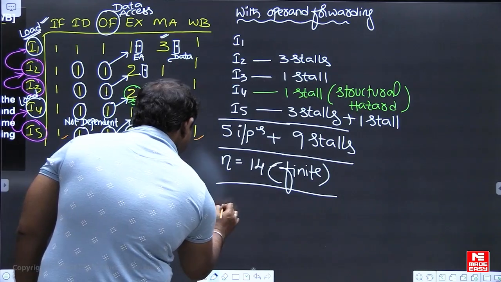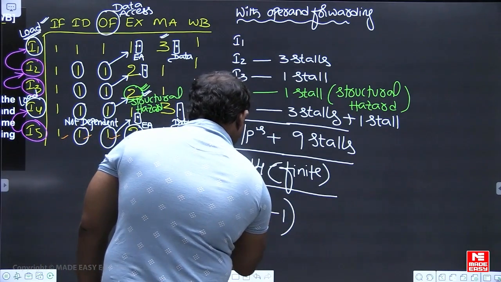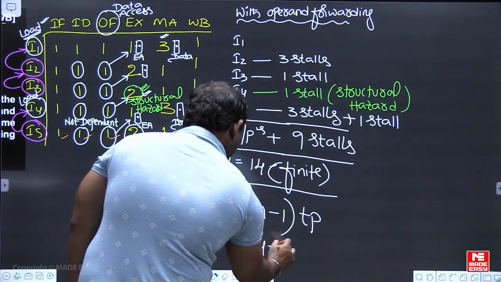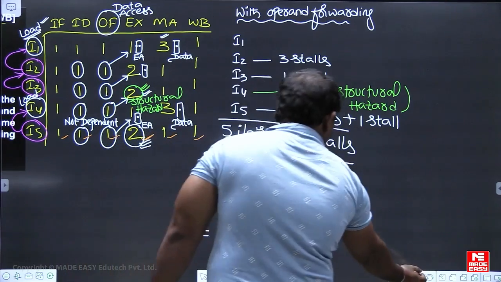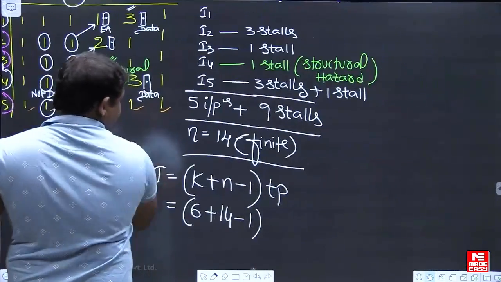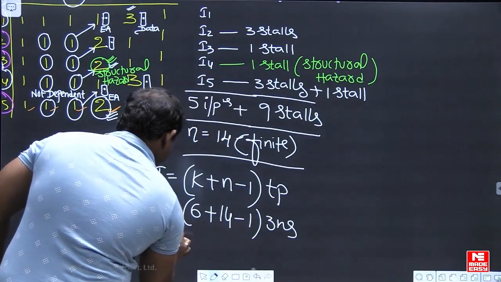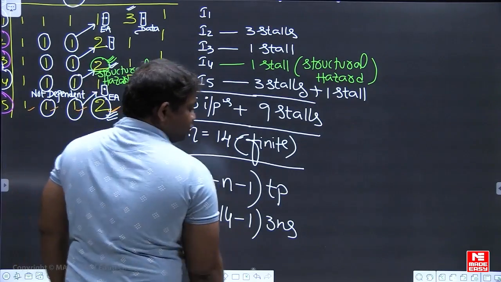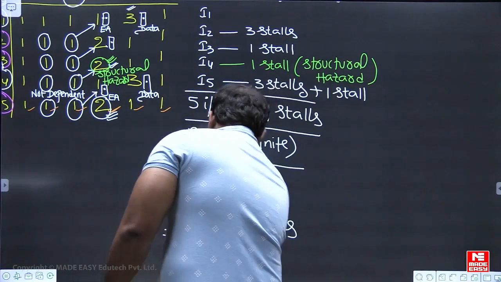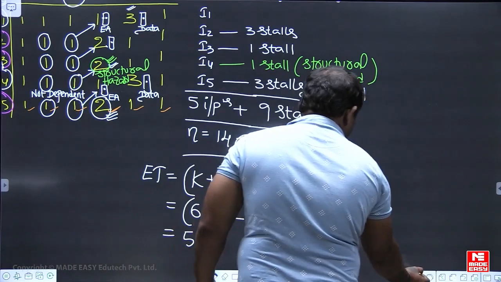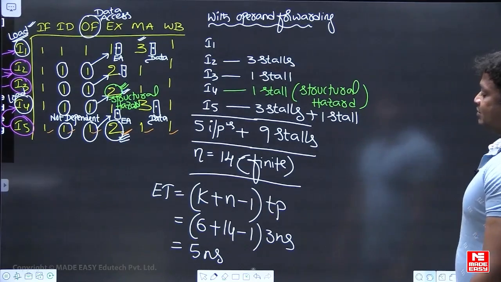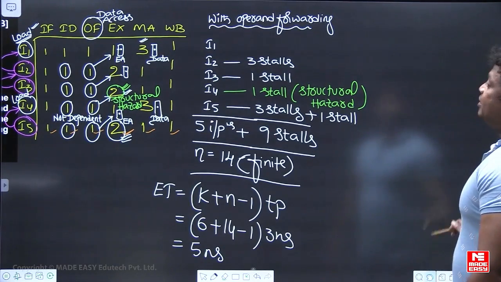Therefore, execution time equal to (k plus n minus 1) into Tp. So this is equal to k, 6 stages, plus n, 14, minus 1, into cycle time of the pipeline. What is the cycle time given? 3 nanosecond clock cycle time. Okay, this is 3 nanosecond. This is 20 minus 1, 19 into 3. That is 57 nanosecond. This is the execution time of the pipeline with operand forwarding technique. Okay, students, you know this.